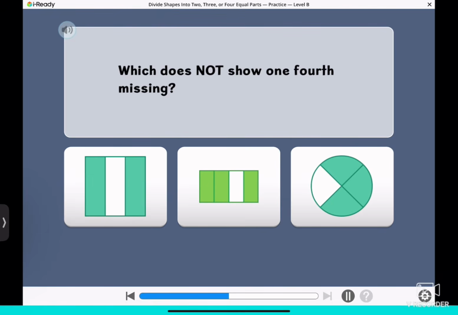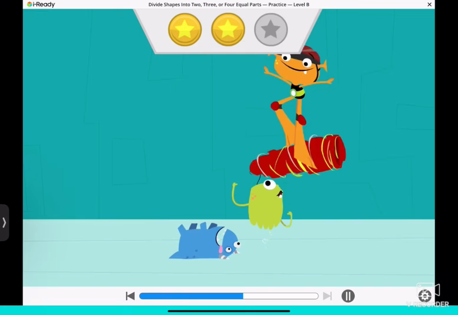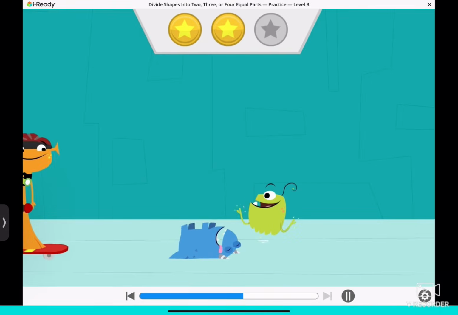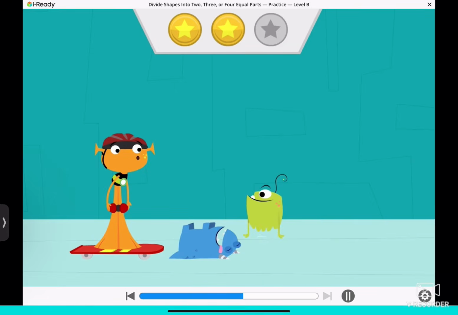Which does not show 1/4 missing. Woohoo! This shape has 3 equal parts, so it does not show 1/4 missing. Super awesome! Bet I can make it super duper ridiculously awesome if I keep trying even more.